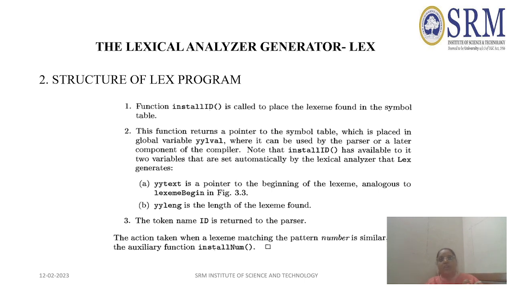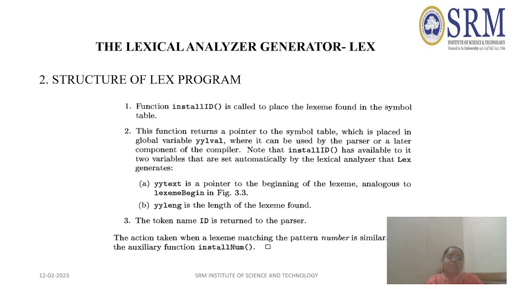Other than YYLVal, there are two other variables: one is YYText and the other one is YYLength. YYText points to the lexeme in the input buffer, and YYLength is the length of the found lexeme. The token name ID is returned to the parser. After placing the lexeme that matches the pattern into the symbol table as a token, along with the pair, that is, token name and attribute, an ID will be assigned, and that ID will be returned to the parser.